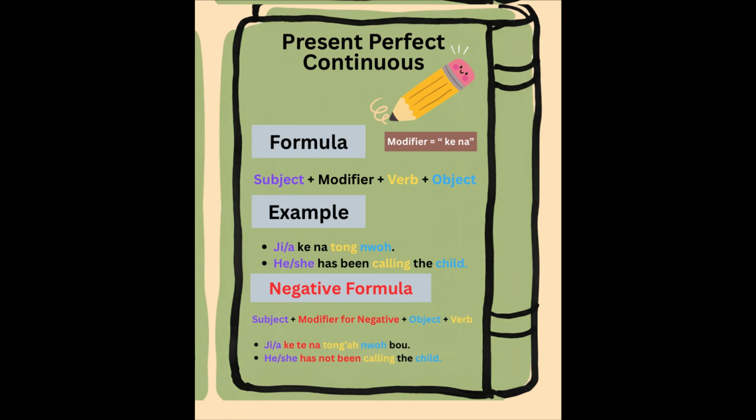For negative, you go subject, modifier for the negative, object, and then verb. So, for example, that will be ju ke tenan tongon. Remember the irregularity in the verb tong. So tonga will be what you will use. Ju ke tenan tongon. Like the ba, I'm not sure exactly what it means.